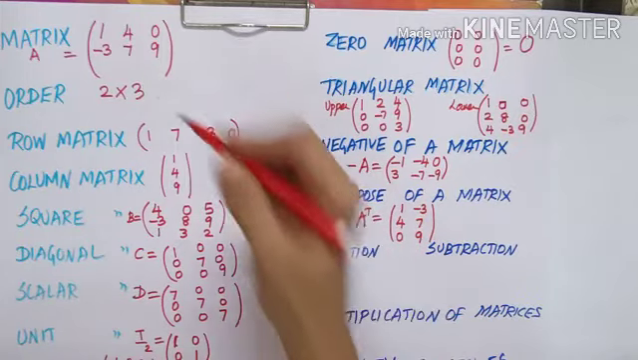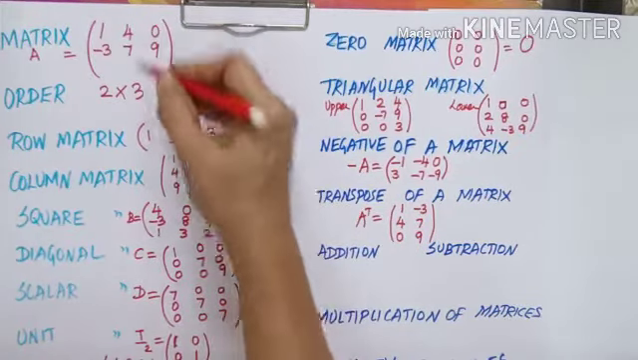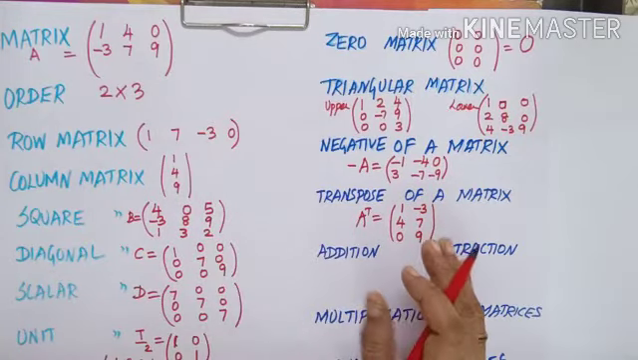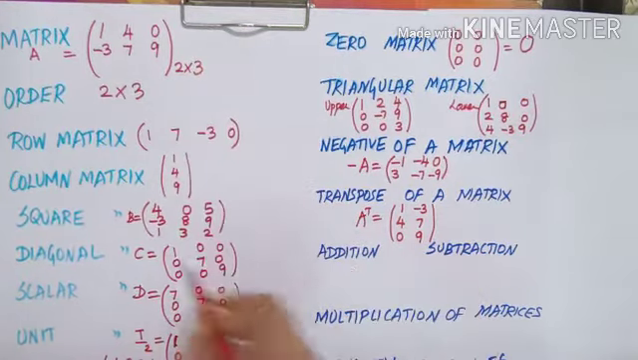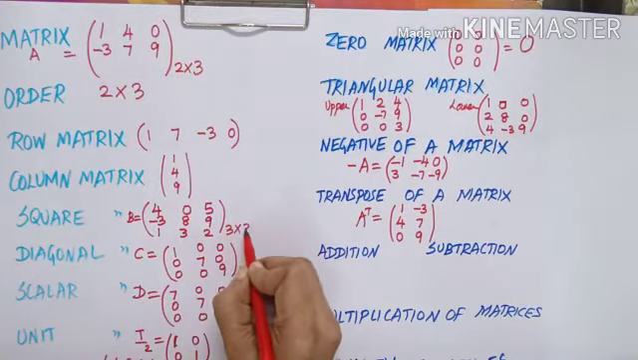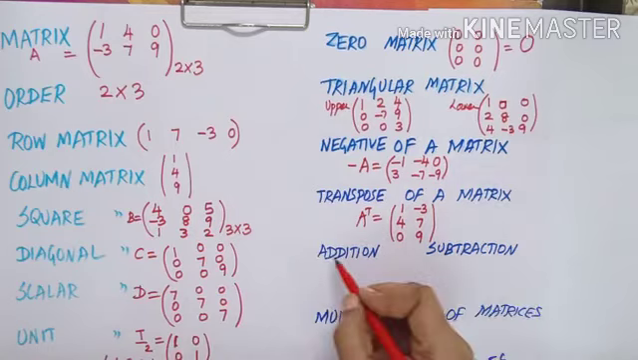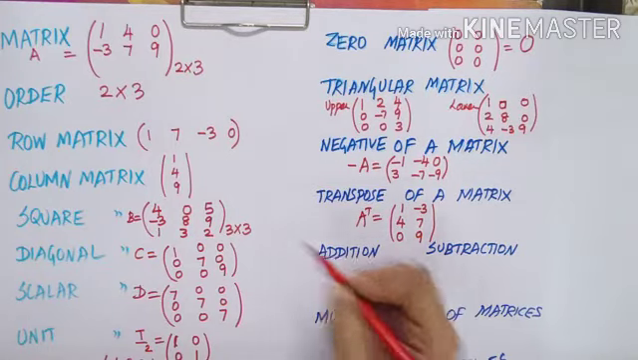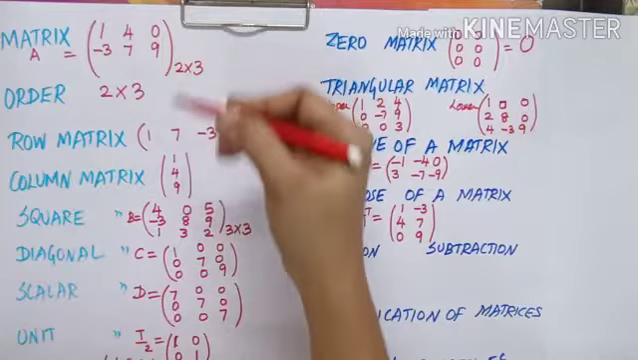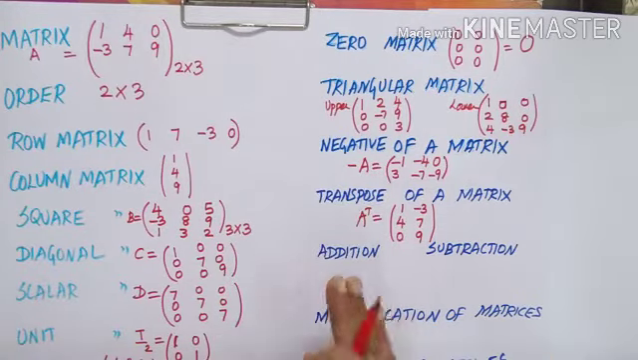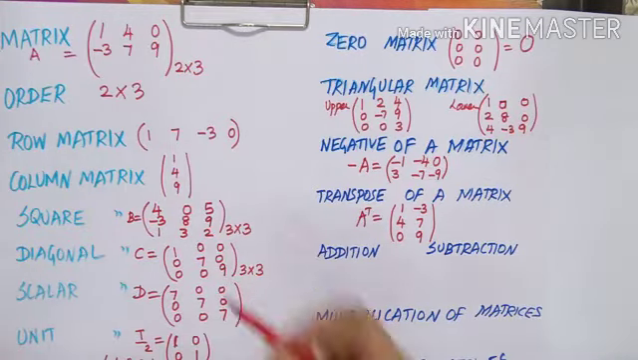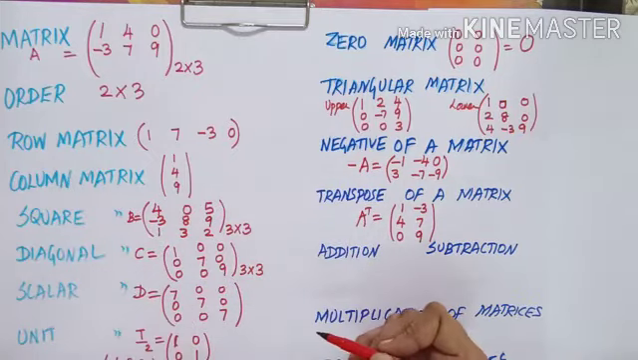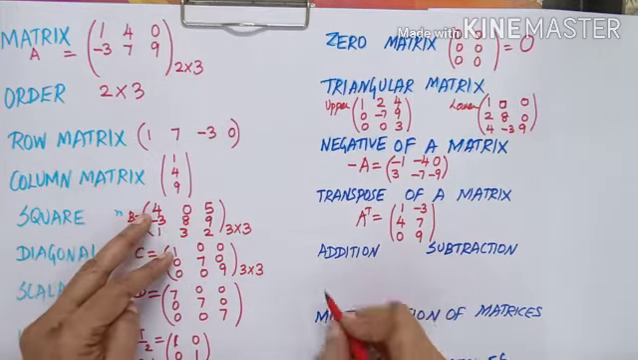Addition. Can you add these two matrices? A plus B is possible? No. A has 2 rows and 3 columns, whereas B has 3 rows and 3 columns. If I want to add, A and B must have same order. Then only addition or subtraction is possible. So this is having 3 rows and 3 columns. We can add these two. How will you add? Corresponding entries.